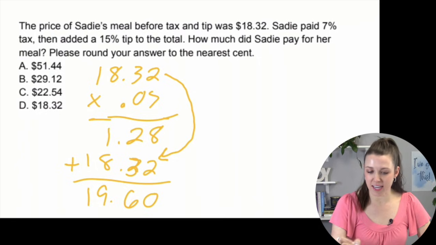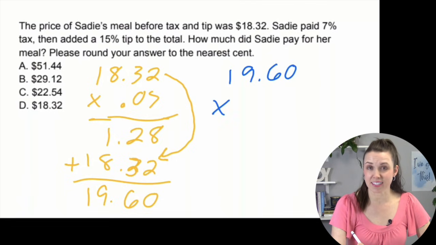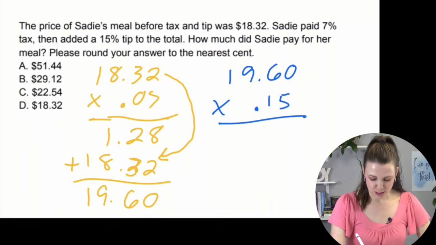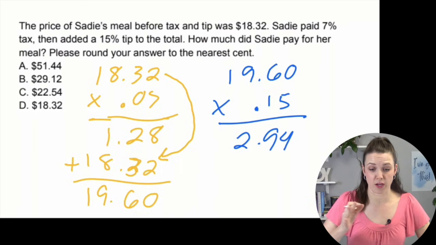So we're going to take her tax. Let's change colors here. We're going to go 19.60 times the tax, which is 15%, so 0.15, and we get $2.94, and it does have a little bit after that, but we're just rounding, okay?